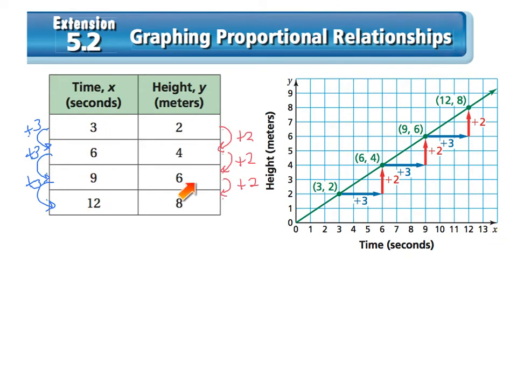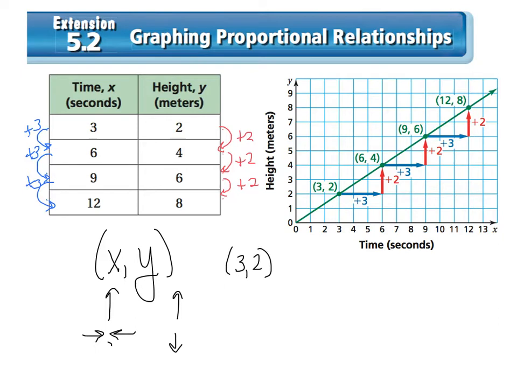If you graphed all of these points, now when you graph points, x is your first coordinate, y is your second coordinate. This number tells you to go left or right, depending if it's positive or negative. The y value tells you to go up or down. So if I graphed 3, my first point is 3, 2. That means I'm going to go right 3, up 2. If I graph 6, 4, I'm going to go over 6, up 4, over 9, up 6, and right 12, up 8. All of these form a line that intersect at the origin.